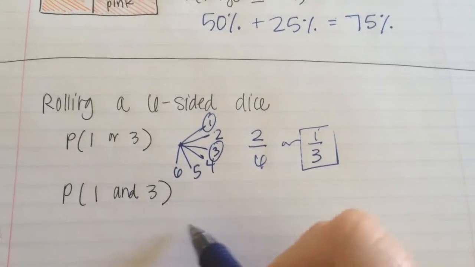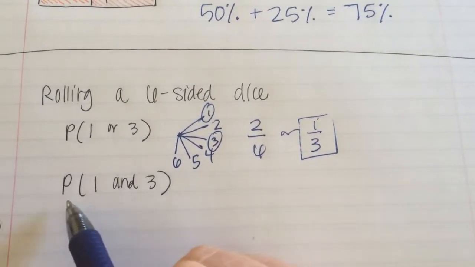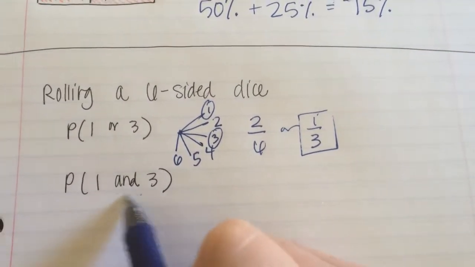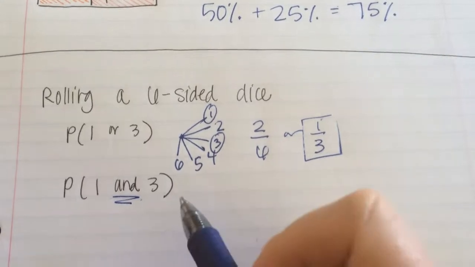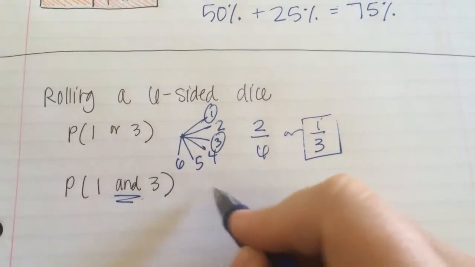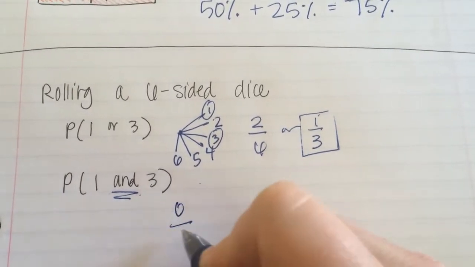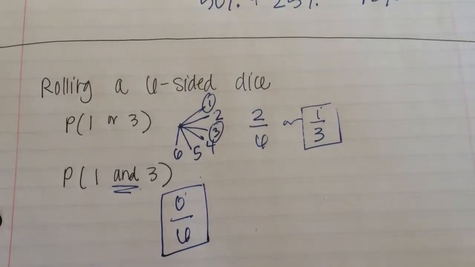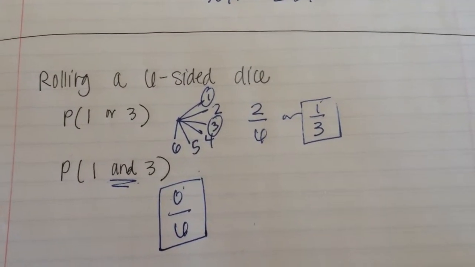And the same thing if you're rolling a 6-sided dice and you want to know the probability of rolling a 1 and a 3, you wouldn't be able to because you're either going to get 1 or 3. So the probability of 1 and 3 is 0/6.